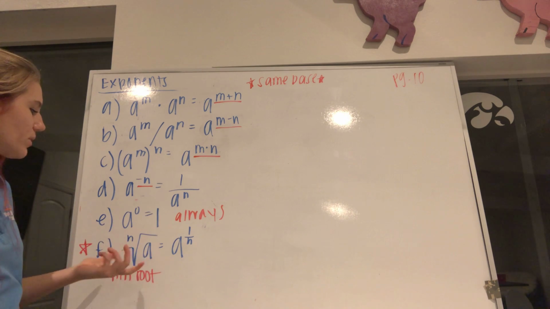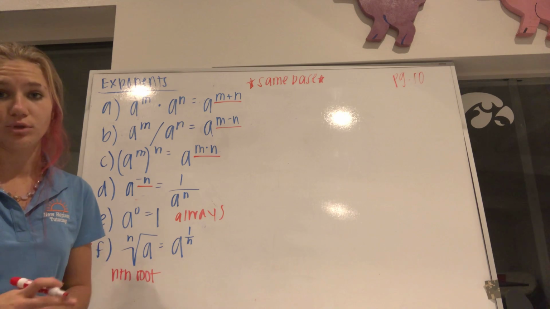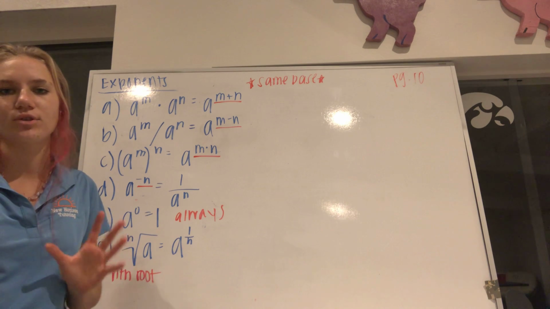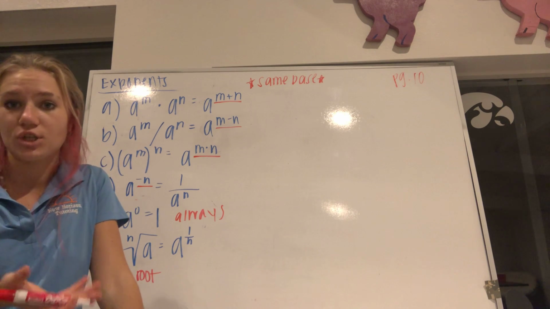So this is what I was trying to get at when I brought up square roots before, right? Because obviously square roots are very related to exponents. Like I said before, it's going to be the opposite operation to exponents.